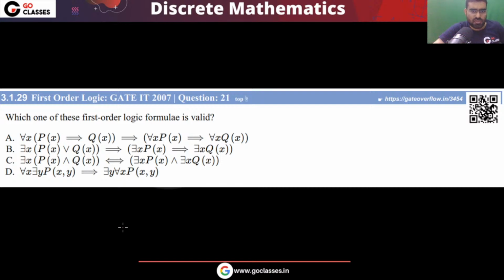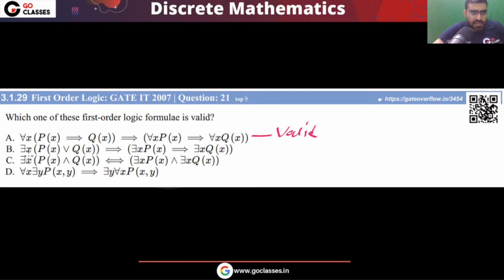Now let's see this question. Quickly tell me, from the table you can solve it. What about the first one? Px implies Qx. So yes, this is valid. From the table you can check this will be valid. You can also try to prove it. I give you this as a homework.